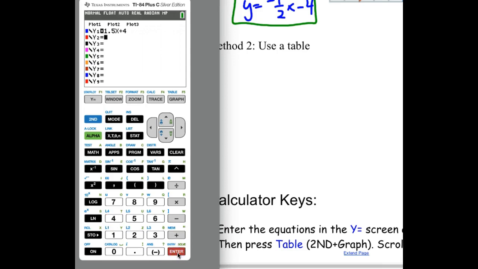Second equation we wanted to enter was y equals negative 1/2, so negative 0.5 x minus 4. Okay, we have our two equations in there.